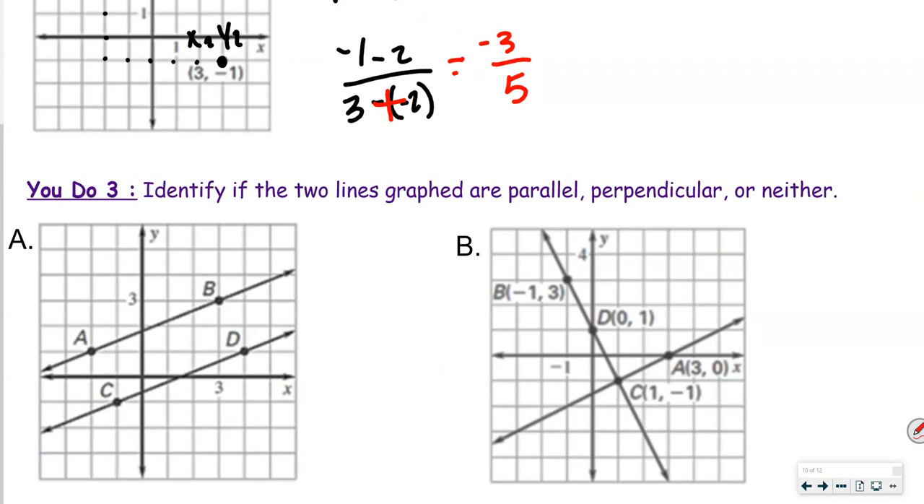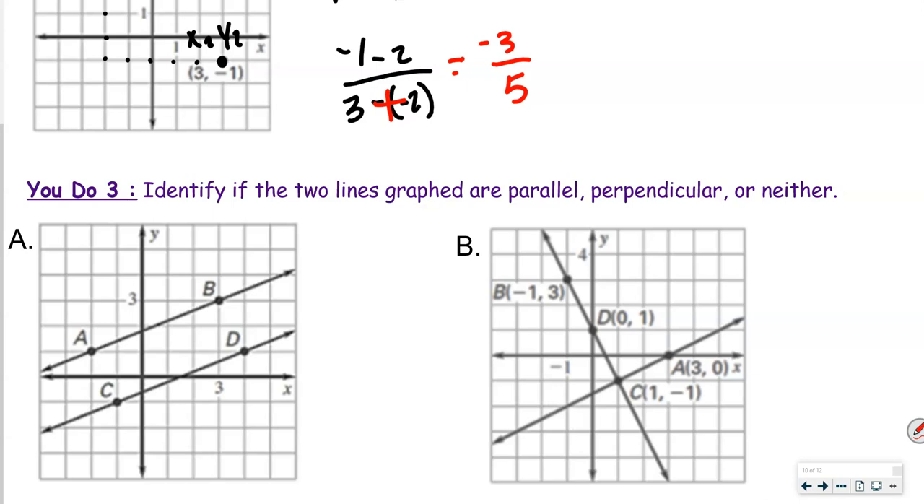Next one says this you do. It says identify if the two lines graphed are parallel, perpendicular, or neither. Okay, so what you want to do is find the slopes and determine whether they're equal, which would be parallel, or whether they are perpendicular, which would mean one's positive, one's negative, and then they are reciprocals of each other. Or if none of those apply, then it's neither.